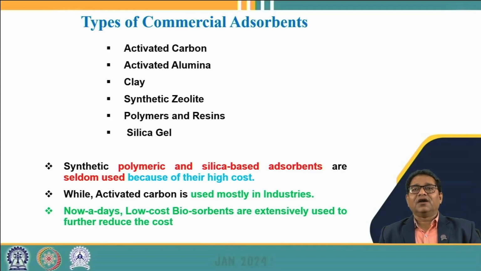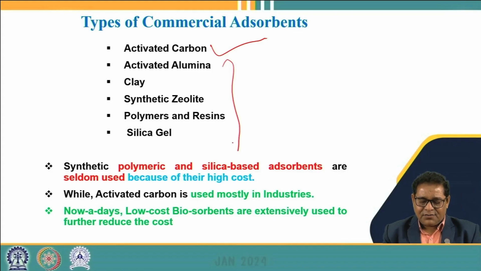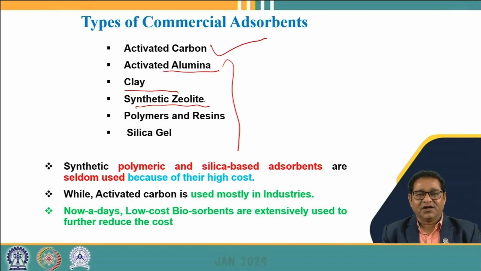Then let us talk about different types of adsorbents we use in case of adsorption process. So most commonly used adsorbent is activated carbon. Then there are other adsorbents also like activated alumina, clay, synthetic zeolites, polymers, resins, and silica gels. Even nowadays a number of bioadsorbents have evolved.